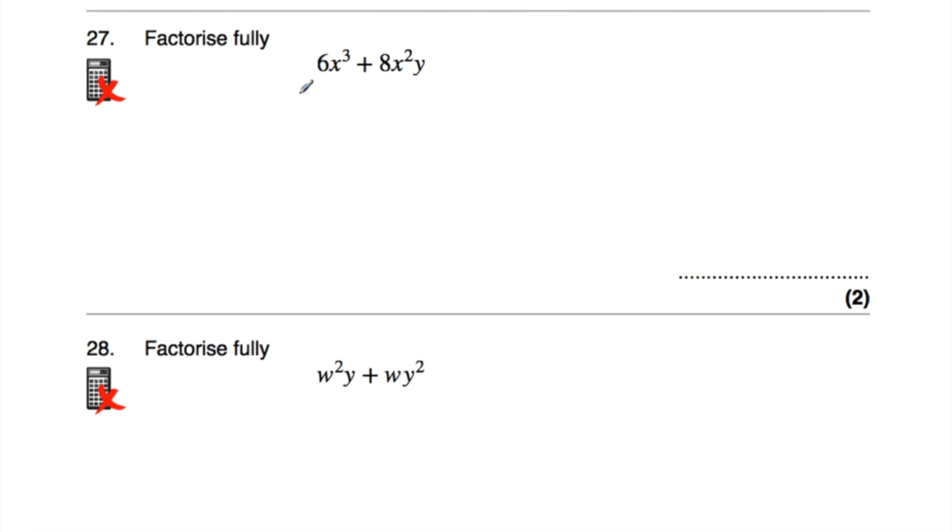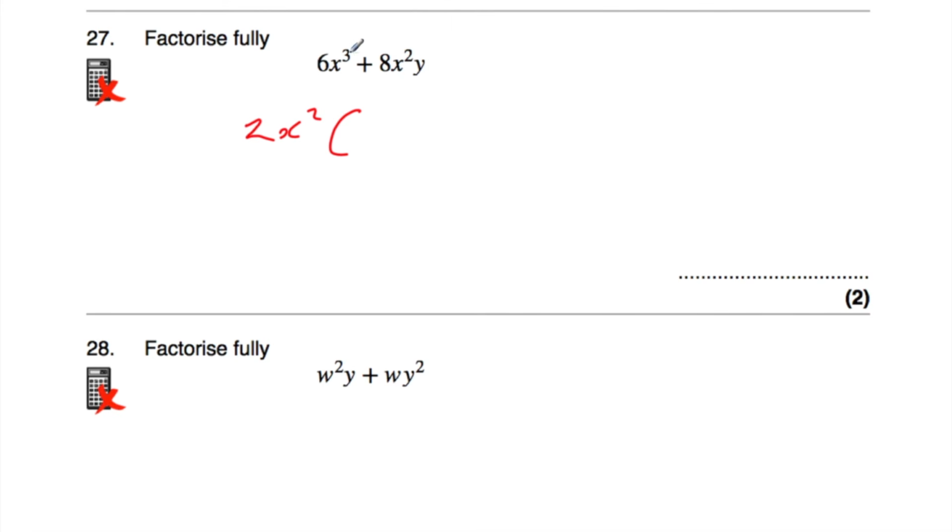Question number 27, we've been asked to factorise fully 6x cubed plus 8x squared y. So if we have a look here, we can see we can divide both of these numbers by 2, so let's take a 2 out. And then we've got x cubed and x squared, so we can actually take the x squared out. We can divide both x cubed and x squared by x squared, so let's take x squared out. And then in terms of our y's, we don't actually have a y in this term, so we can't take y out. So we're going to take out 2x squared outside of our brackets, and then let's divide both of the terms by 2x squared and see what we would have left.